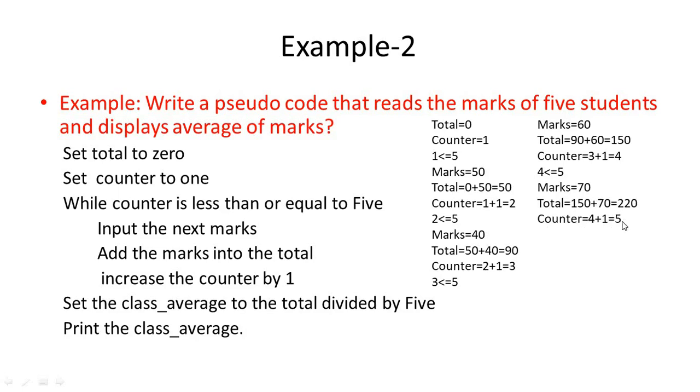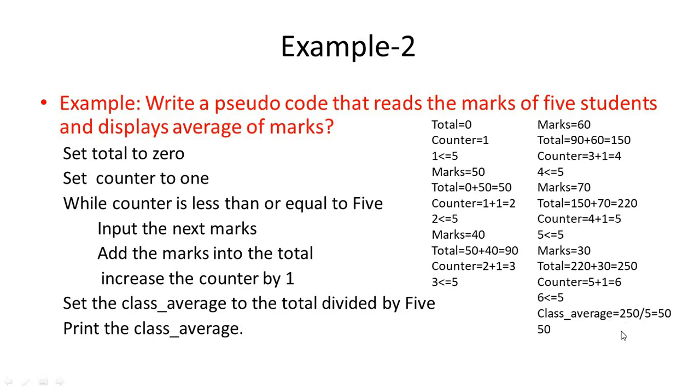Counter is equal to 4 plus 1, 5. 5 is less than or equal to 5, true. Read the marks, 30. Total becomes 220 plus 30, 250. Counter will be incremented by 1, 5 plus 1, 6. Now again 6 is less than or equal to 5, false. Come out of this while loop. Class average is equal to total by 5, 250 by 5, 50. Print class average 50. So in this way we can write the iterative pseudocodes.